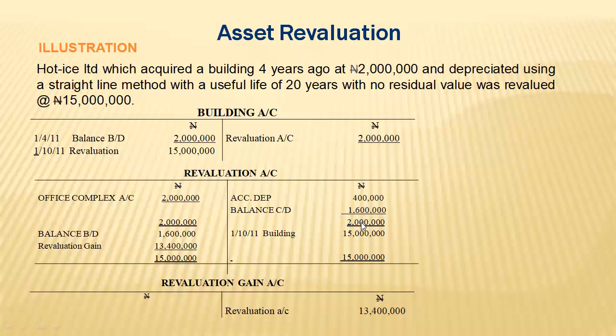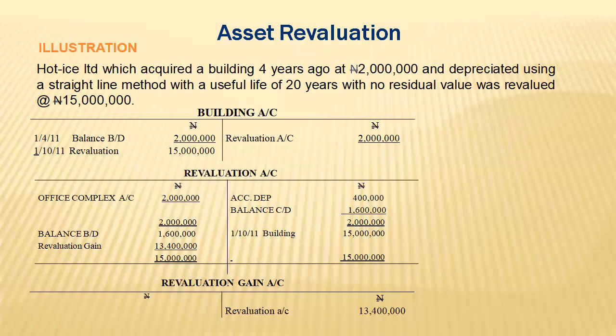So we'll bring that down. That's 2 million and 2 million on this side. Now this balance will be carried forward. So you can see it here as balance brought down, and see it here as balance brought down.